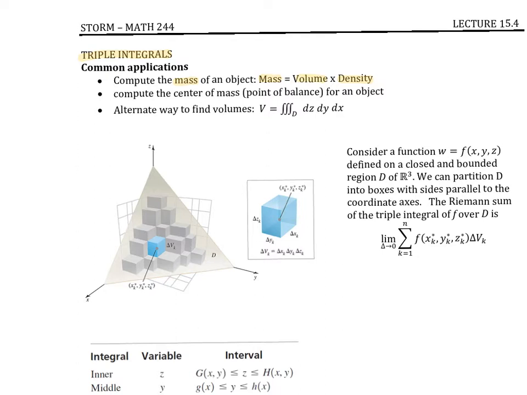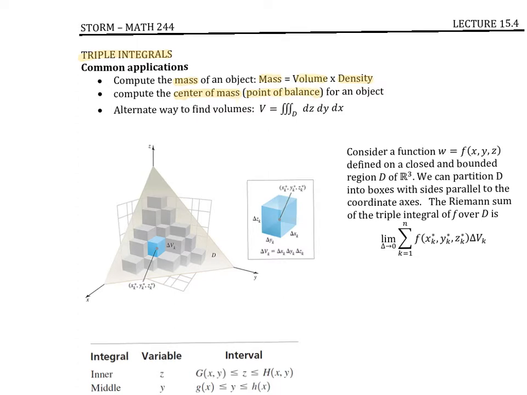So if we're in double integrals, we can compute volume. If we add another dimension or another integral, we could look at that as being the density. So our triple integrals can be used to compute mass. And then later on in this semester, we'll look at computing what we call center of mass, which is the point at which our object will balance.